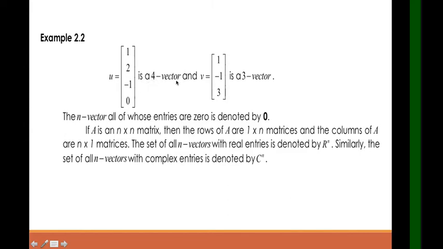So it has 4 entries. And v is equal to 1, negative 1, 3 is a 3-vector. It's not "3 vectors", because it's a compound word. The n vector, all of whose entries are 0, is denoted by 0.